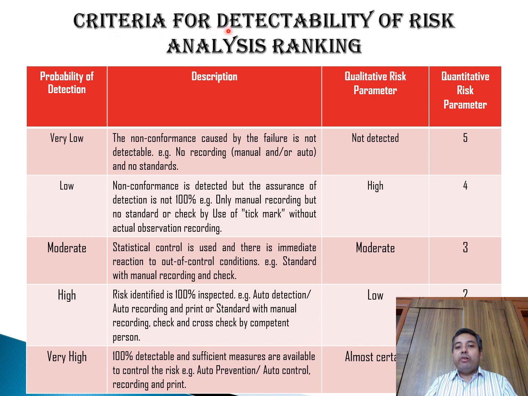Now, about the criteria for detectability of risk analysis ranking. System-based detection shall be evaluated for the level of control on the variable or the identified risk factor. Depending upon the level of detection strength, its detection risk shall be ranked. Physical verification of the existing detection system and review of documents like batch records, process or analytical method validation documents, or test data sheets can be used to determine the detection strength of the existing system. Here the detection risk is inversely proportional to the detection strength of the system.